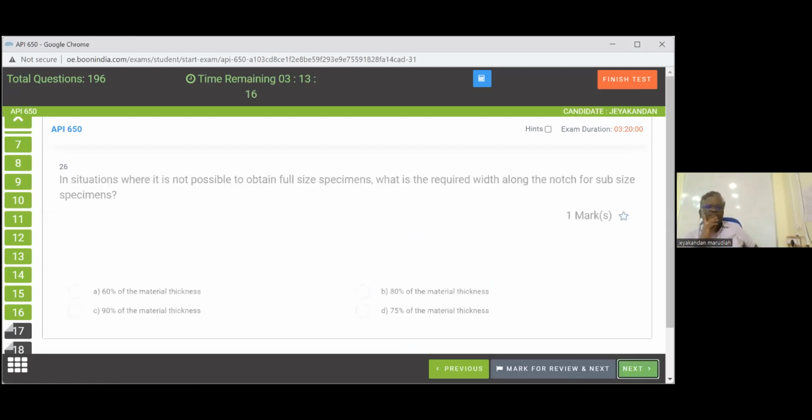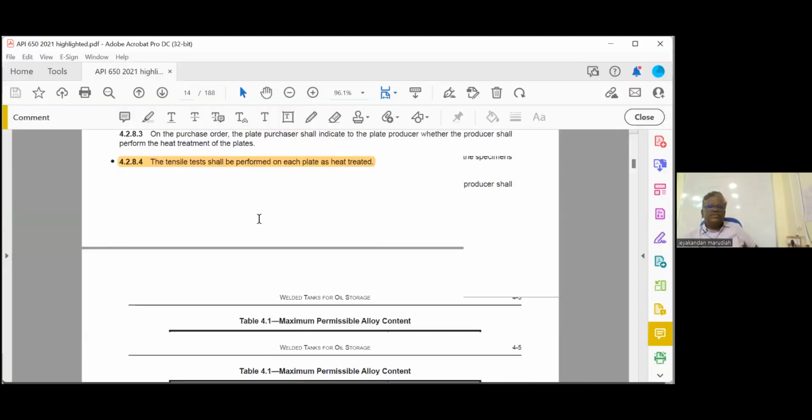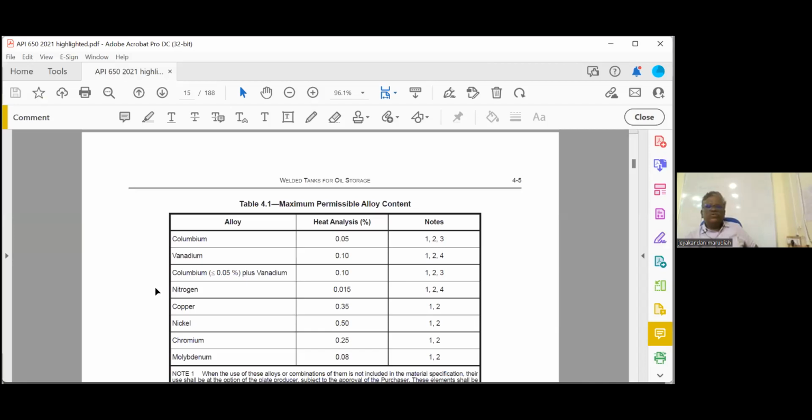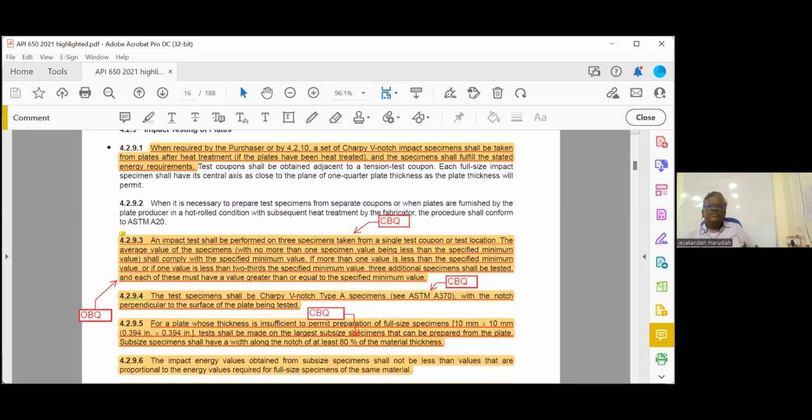Okay, next. In situations where it is not possible to obtain full size specimens, what is the requirement? 80%. So there should be 80% of the material thickness remaining. Where is it given? This is given in impact test requirements. If you go there, here, it is 4.2.9.3. So this is 4.2.9.5. Okay.